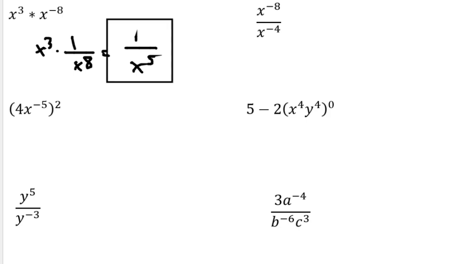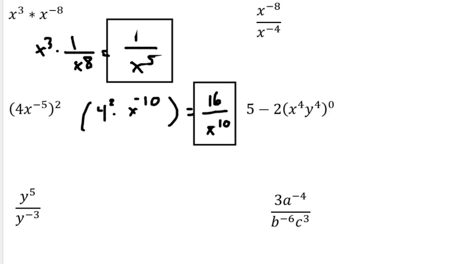Here this is just like earlier, but we have a coefficient of 4. So that's going to be 4 squared. And we have negative 5 times 2. That's going to be negative 10. So we got 16 in the numerator. And we can just put the x raised to the negative 10 into the denominator, x raised to the 10. So that's the answer. Okay, how about this one?